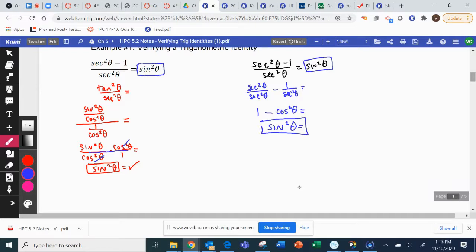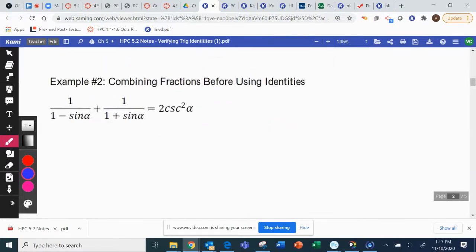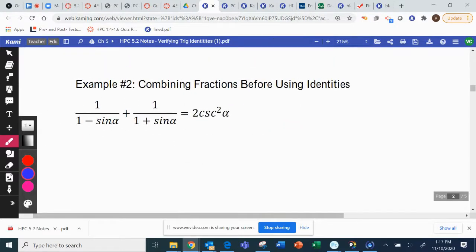Okay, let's look at the next one. So now we are combining fractions before using identities. That might give you a hint that I am going to box that guy in. I'm going to work with the side with the fractions and combining fractions. Do you have a question or you want to say something? Then don't say anything yet. Sorry. Okay. What is your question?